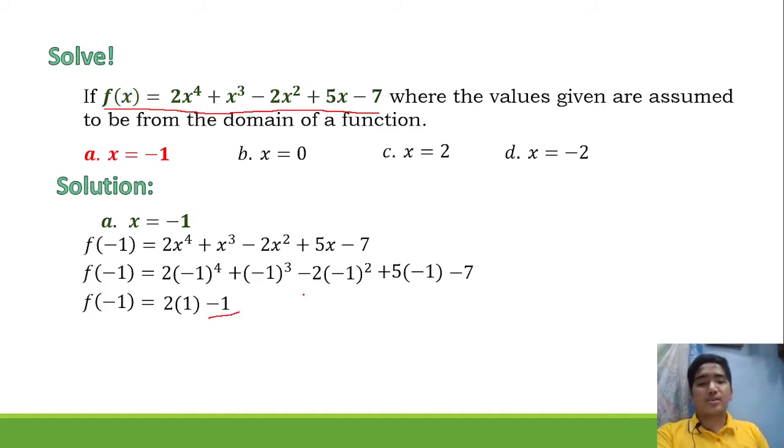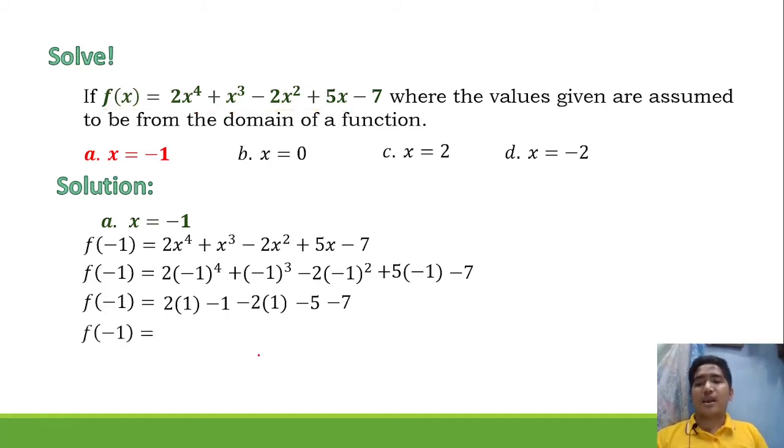Next, minus 2 times 1. So negative 1 times negative 1 that is equal to positive 1. Then 5 times negative 1 and that is equal to negative 5. Then copy muna ulit natin si negative 7. Next.